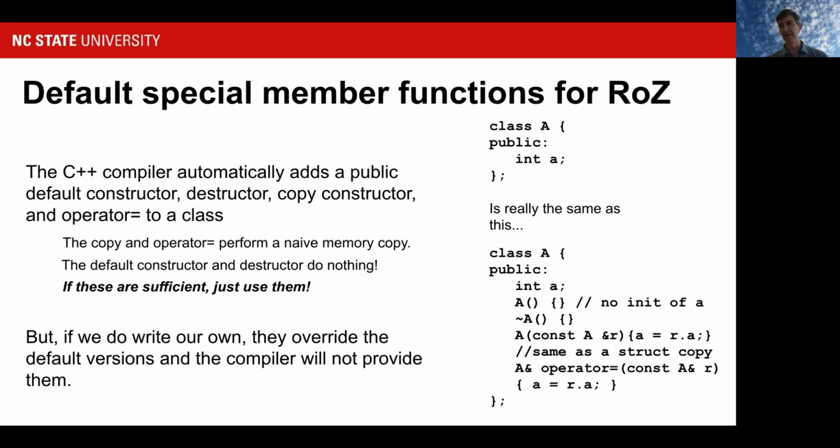So actually, to satisfy the rule of 3 or rule of 0 is if I implement one of them, I need to implement all of them. And likewise, if I don't need them, I shouldn't implement any of them. And I should just use the one provided by the compiler.